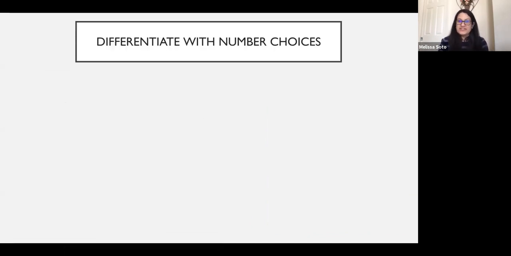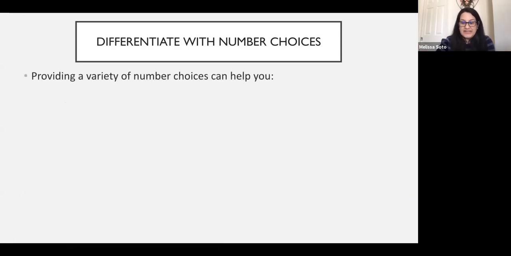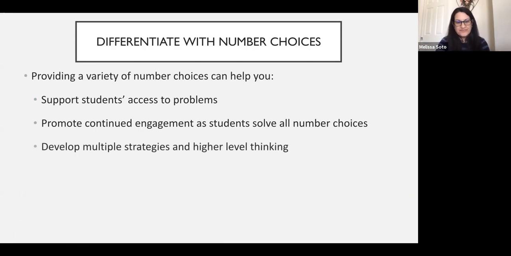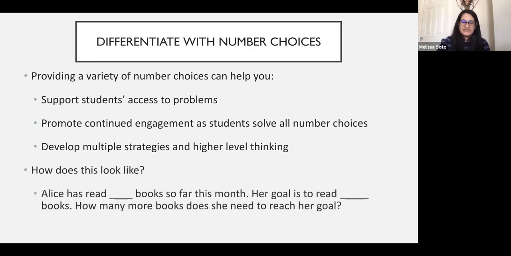The next one is differentiation with number choices. We briefly mentioned this last week, but when we provide these multiple number choices, we provide access to the problem. And we also allow kids to continue to engage in the story problem if we're working with a certain group. And again, it helps them to develop multiple strategies because they can practice what they've done before with larger numbers. And so what might this look like?